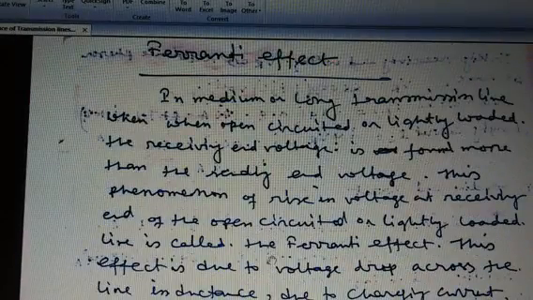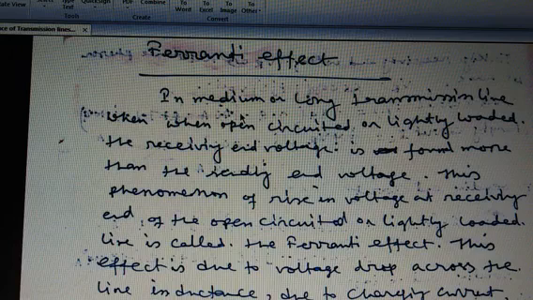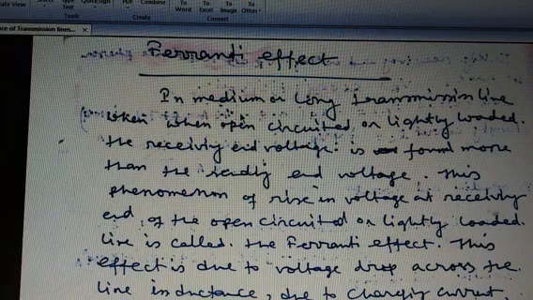Now the Ferranti effect is a vital part of the power system. This effect plays a vital role in transmission. In medium or long transmission lines, when open circuited or lightly loaded, the receiving end voltage is found to be more than the sending end voltage.